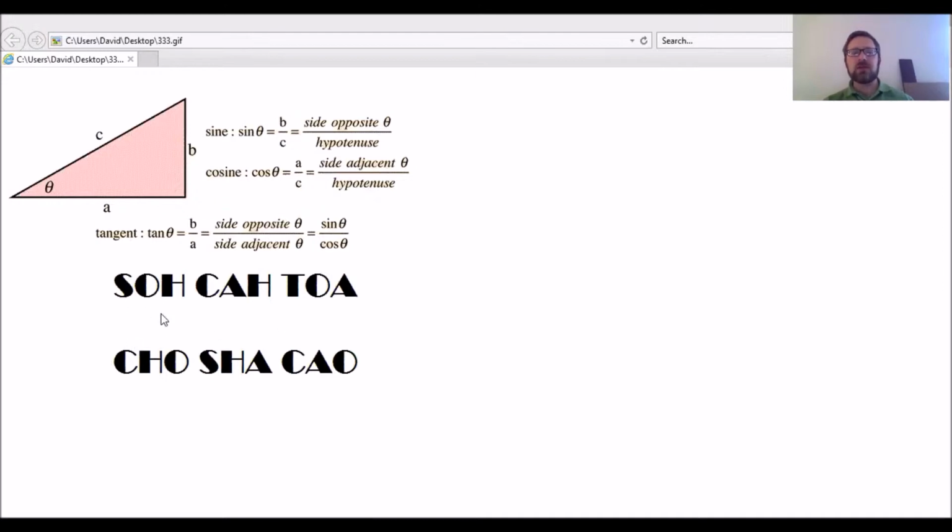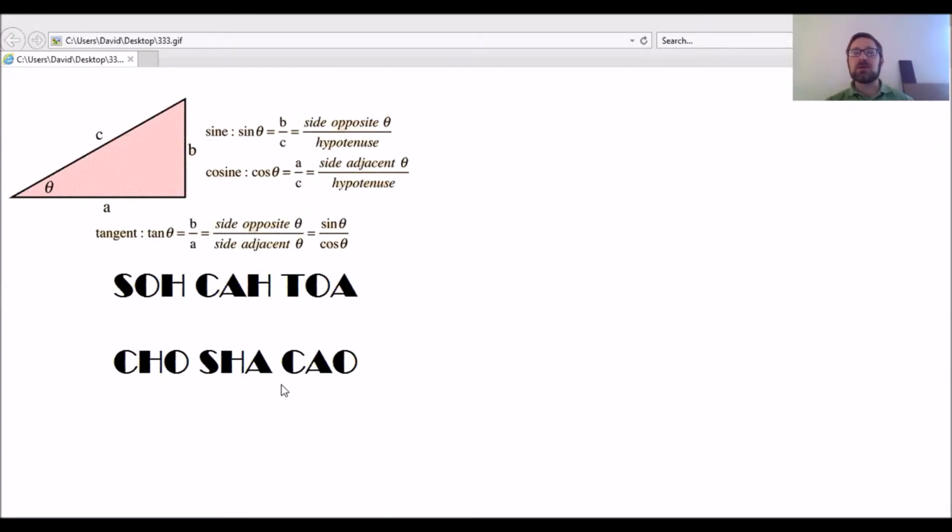You can see right under where I say SOHCAHTOA, I have this weird CHOSHIKAO. I kind of joke around and say that sounds like the Asian cousin of SOHCAHTOA. But what that is, CHOSHIKAO, is the reciprocal functions for sine, cosine, and tangent.